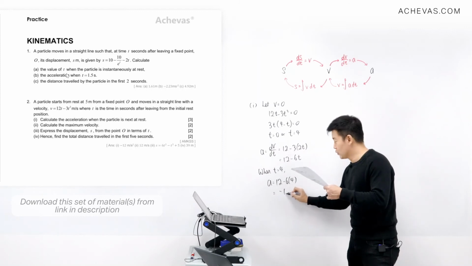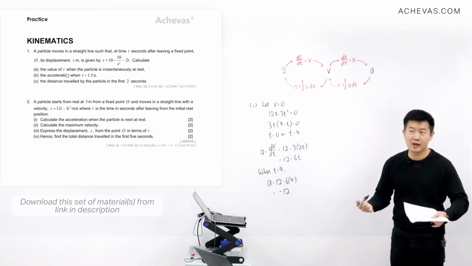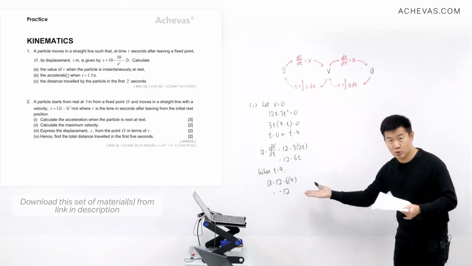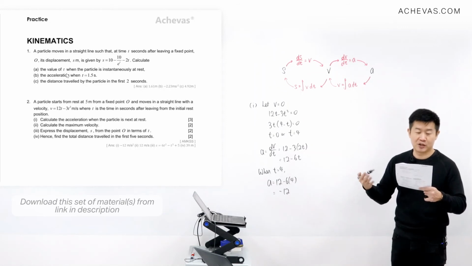This is equal to minus 12, which means that when it was next at rest, although it is not moving, the acceleration is minus 12, and it is decelerating. It is actually becoming slower.